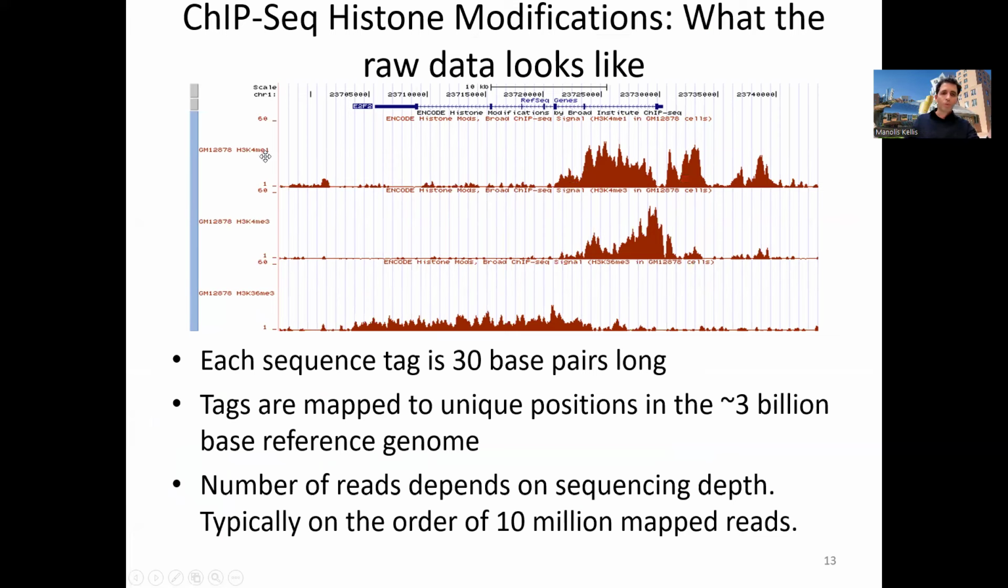So H3K4me1 is a mark of enhancers. So you basically see that there are these enhancers here saying, oh, there's some active region. Then there's a promoter, and then there's a transcribed region. It's kind of cool. You can just read it off. That's basically the general accessibility of the establishment of these control regions.